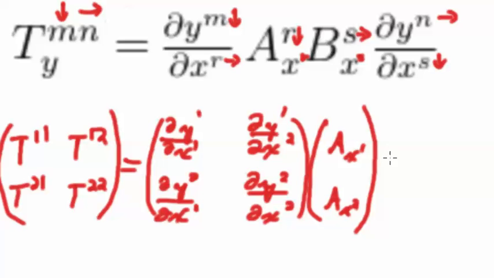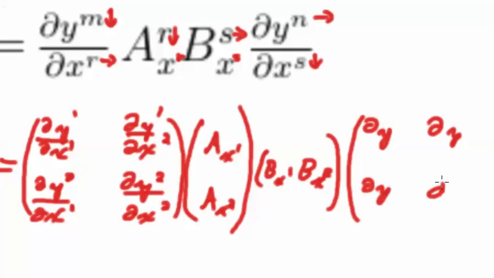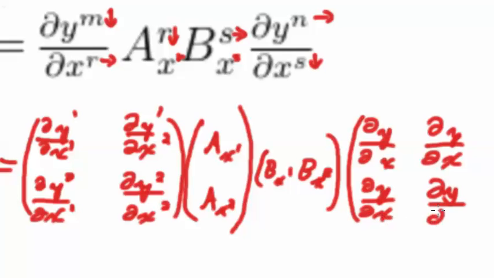Then, of course, we've got b sub x1, b sub x2, and going over again with del y, del y, del y, del y, over, del x, del x, del x, del x. And this time we'll go to the right, 1, 2, and down, or wait, y goes to the right, x goes down, 1, 2, 1, 2.